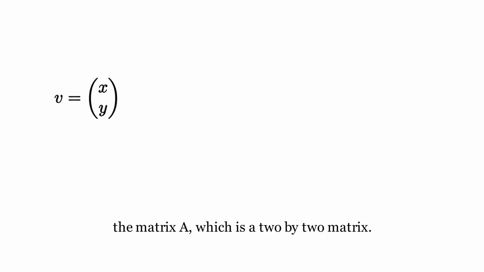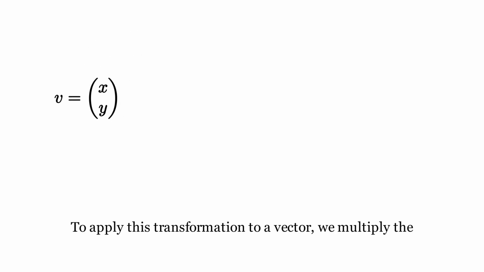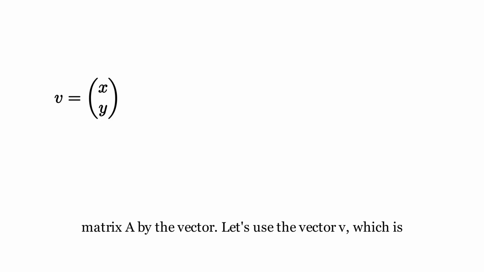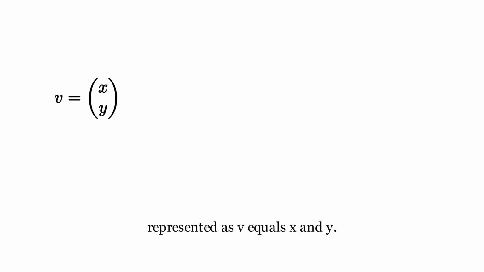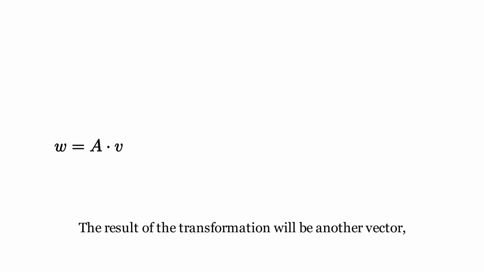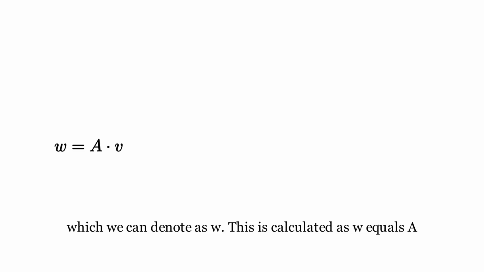To apply this transformation to a vector, we multiply the matrix A by the vector. Let's use the vector v, which is represented as v equals (x, y). The result of the transformation will be another vector, which we can denote as w. This is calculated as w equals A times v.